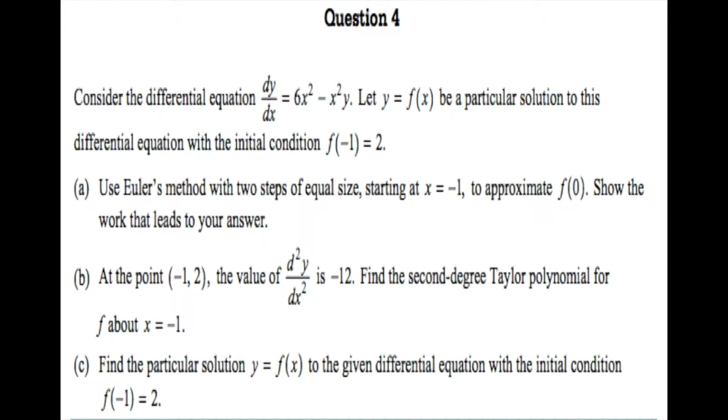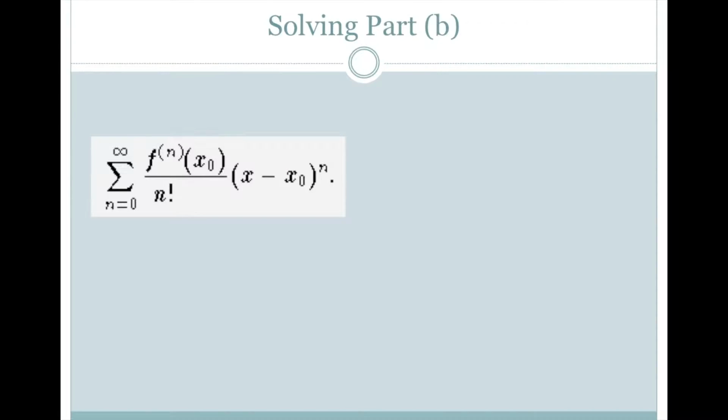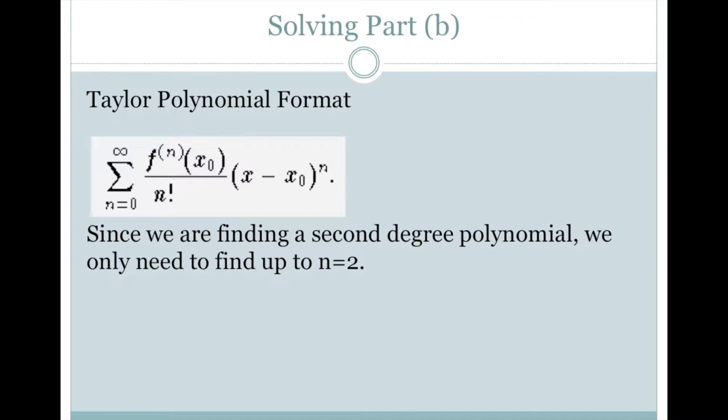And if we go back to question number 4, take a look at part B. Alright, so for part B, it's testing our knowledge of the Taylor polynomial format, which is given in this image. And since we're only finding a second-degree polynomial, we only need to find up to n equals 2.